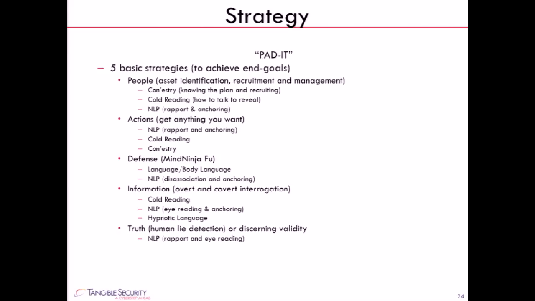And now, the final thing here is understand there's 5 goals that you can achieve with social engineering, and there are 5 strategies that you need to build around those. Your 5 goal states can be people, actions, defense, information, and truth. There really is nothing else, okay? And each one of those has their own strategy. It would take a whole night of talking about the strategies.